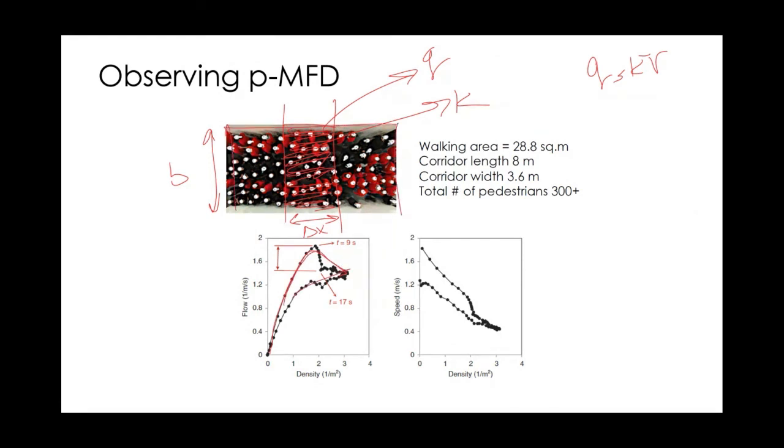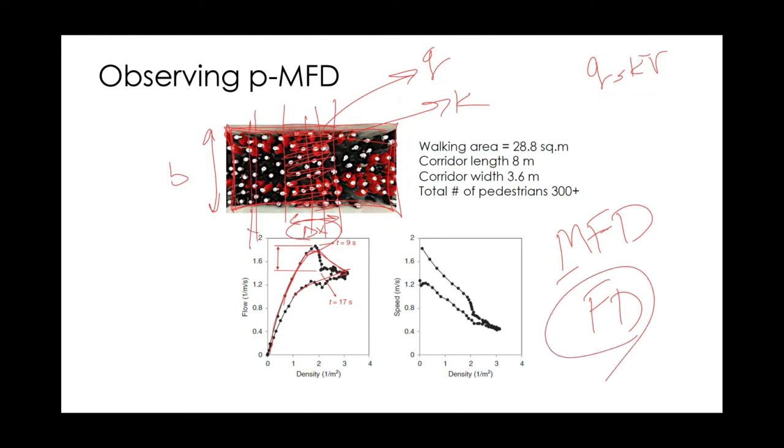If I make the measurement area large, I get something usually known as the macroscopic fundamental diagram. While if I make the measurement area small, if this delta x is very tiny, then I get the fundamental diagram. So the difference between the fundamental diagram and the macroscopic fundamental diagram is that the fundamental diagram is usually measured for a very tiny delta x area, while the MFD is measured for a larger area.